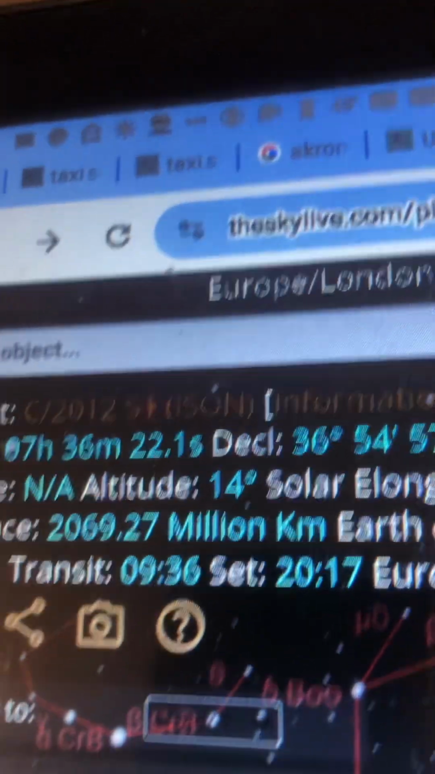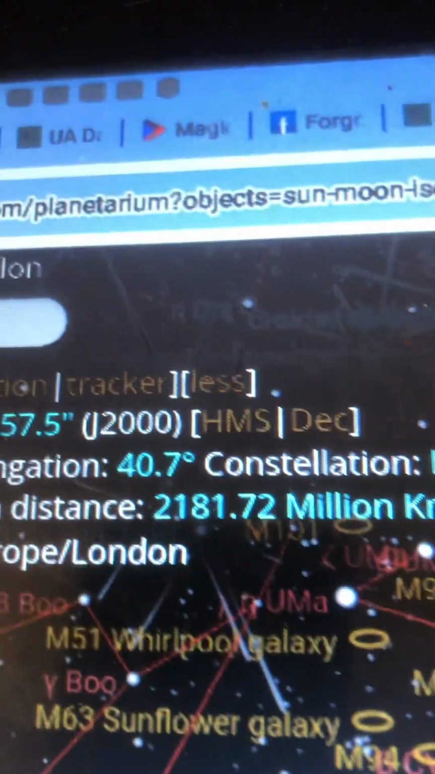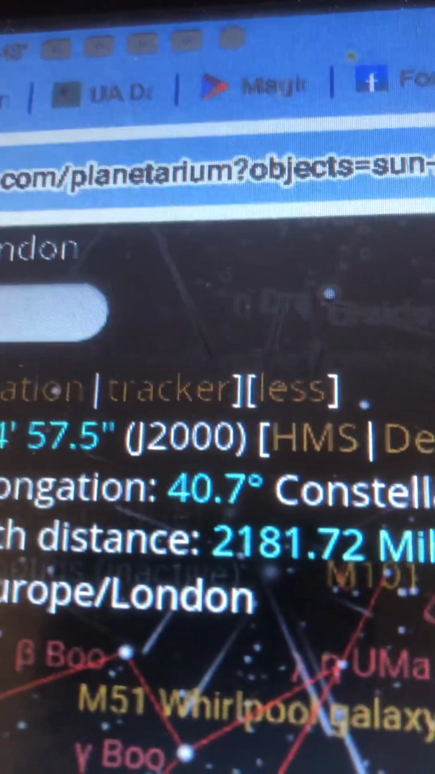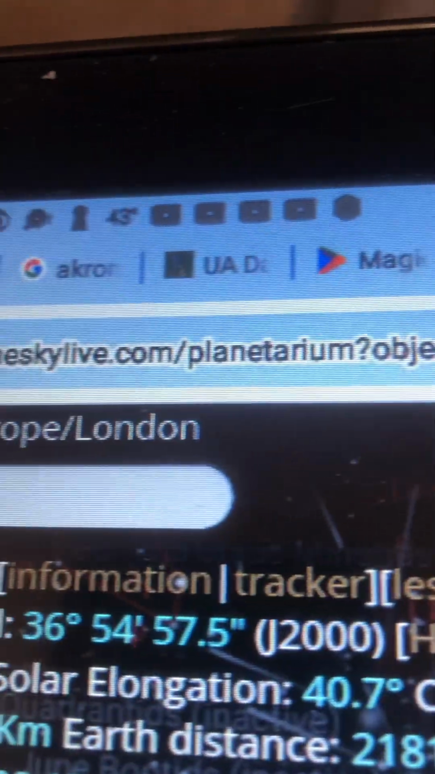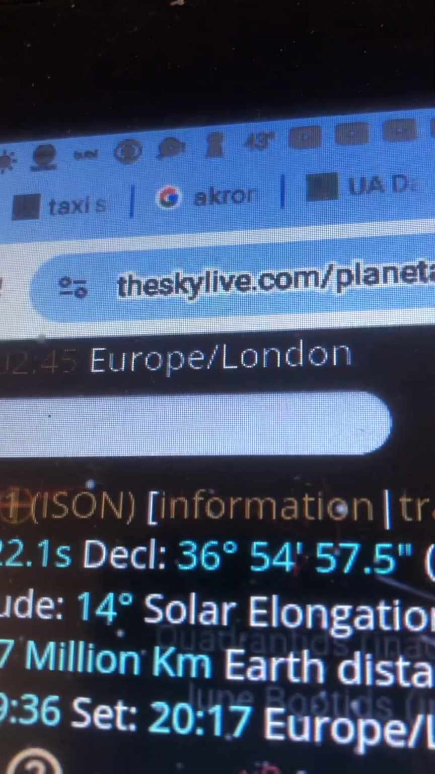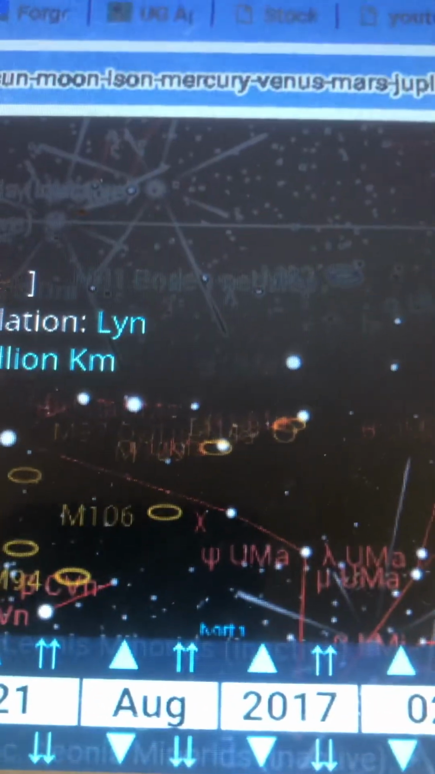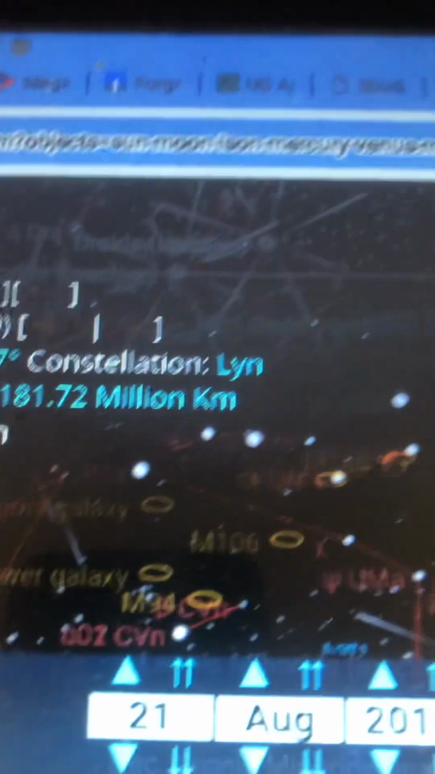Now, my camera that I have here that's tracking Comet Ison, the camera was set for Greenwich, England. Yeah, it's set for European location in London. So this is the camera angle. This is the exact camera angle of the position of the eclipse during August 21st of 2017. The camera angle is from London.